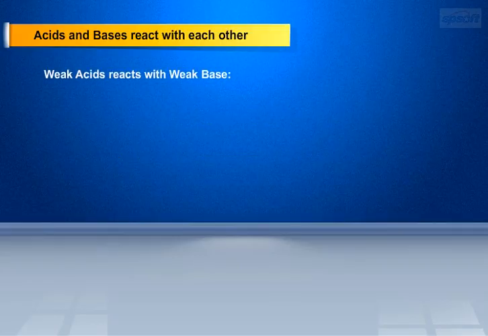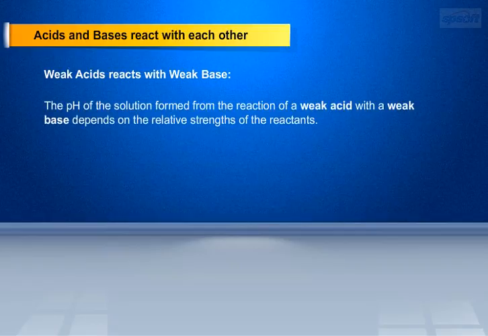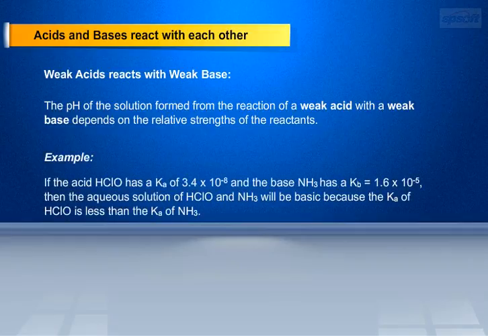The last one is weak acid reacts with weak base. The pH of the solution formed from the reaction of a weak acid with a weak base depends on the relative strengths of the reactants. For example, if the acid HClO has a Ka of 3.4 multiplied by 10 to the power of minus 8, and the base NH3 has a Kb equals 1.6 multiplied by 10 to the power of minus 5, then the aqueous solution of HClO and NH3 will be basic, because the Ka of HClO is less than the Kb of NH3.